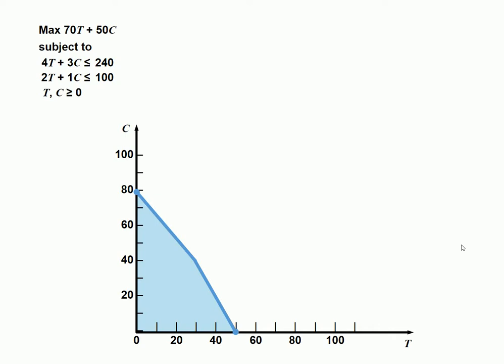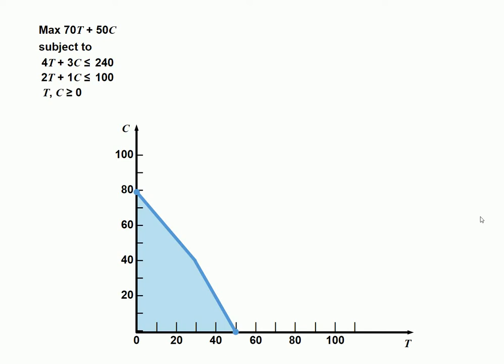So the optimal solution that we are looking for is simply the point in the feasible region that maximizes the objective function. In other words, to solve this problem, all that we need to do is to find which point or points in the feasible region give the highest objective value.